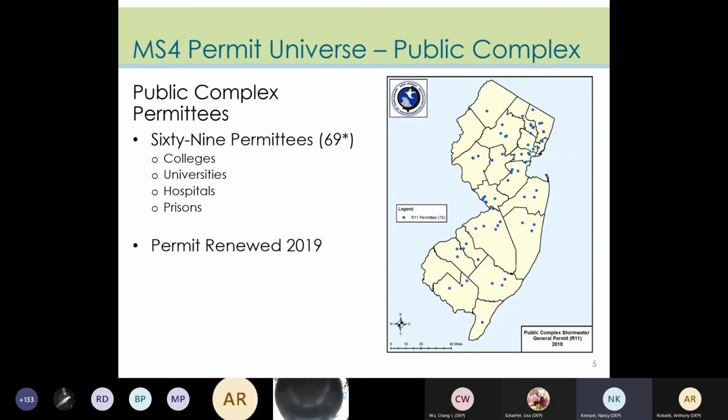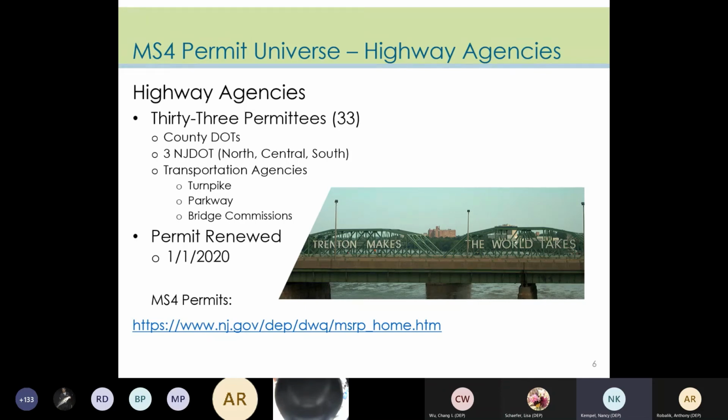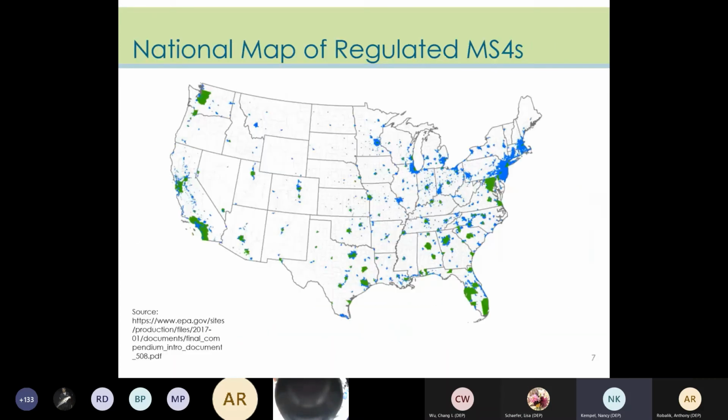We also have the fourth MS4 permit for the highway agencies that we renewed. There are 33 highway agencies regulated under this permit. It includes the Parkway, the Turnpike, the Expressway, county DOTs, bridge commissions, and that permit renewal was effective January 1st of 2020. Here's a quick map of the regulated MS4 areas across the country.